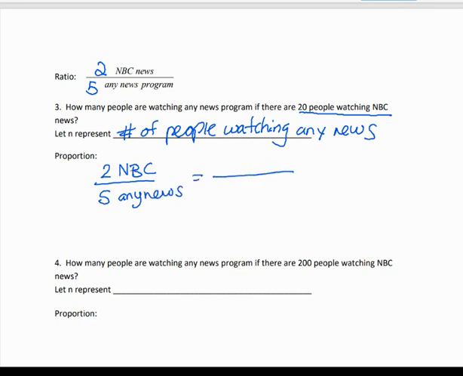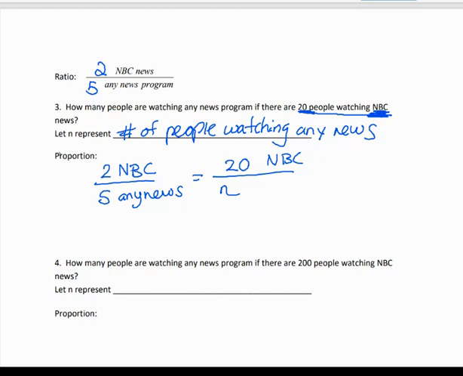equals, all right, this time we have 20 and N. Where does the 20 go? Top or bottom, Alyssa? Careful. The top, because it says 20 NBC. And look at my label. NBC is up top. Okay? This is different from the last one. The last one, we were given the any, so that's why we had a number on the bottom. So 20 NBC, and this time I'm looking for any news.